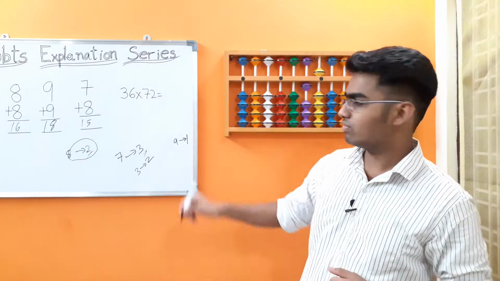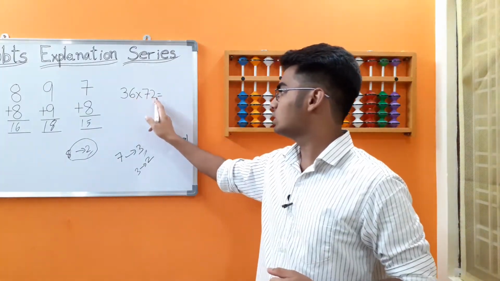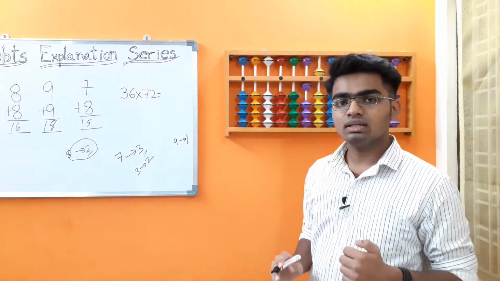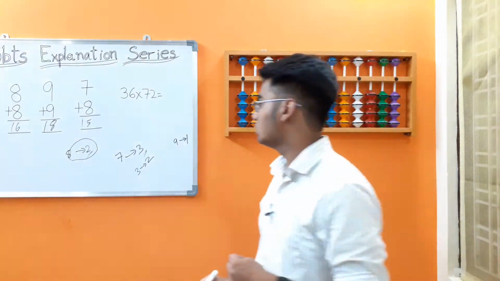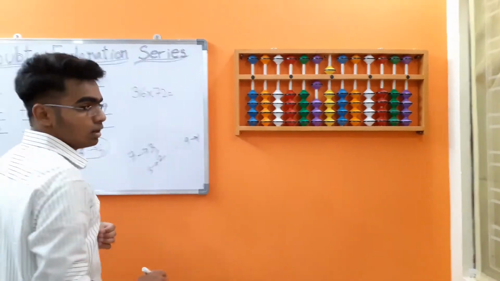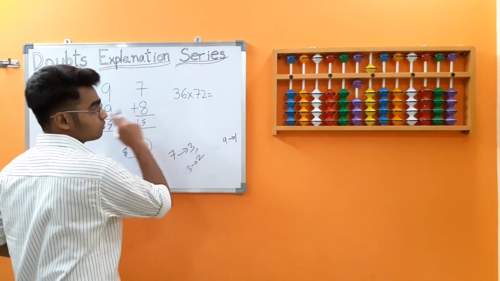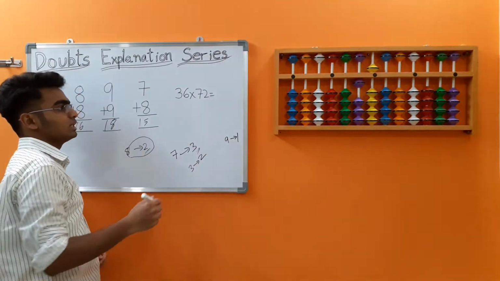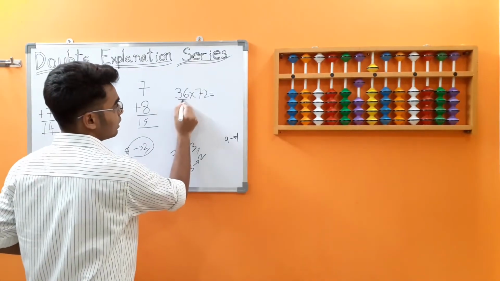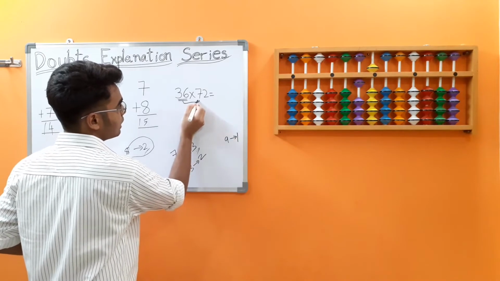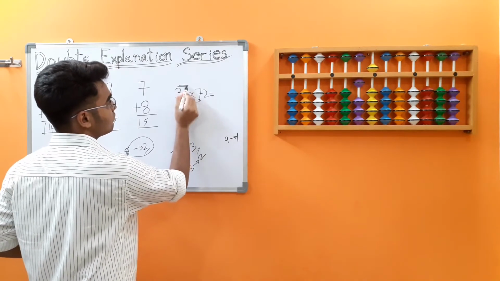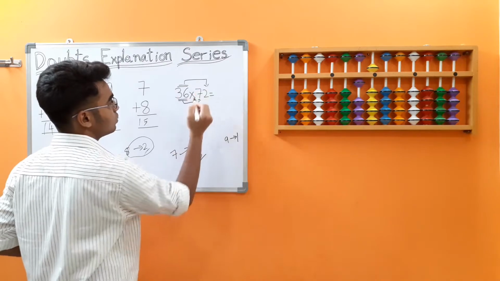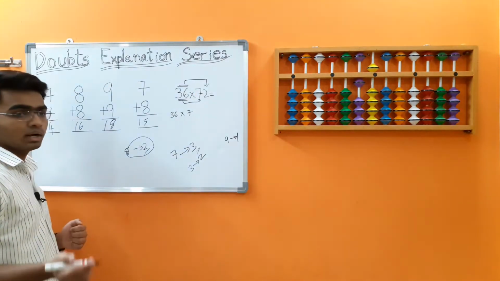Next up, we have a 2-digit into 2-digit multiplication which will result in a 4-digit number, right? Here we are going to divide this sum into 2 multiplications. First one will be 36 into 7. Next up we have 36 into 2. Let's do this in 2 parts.